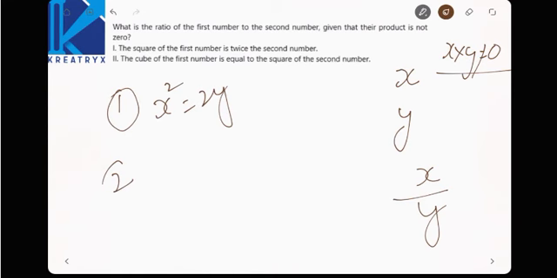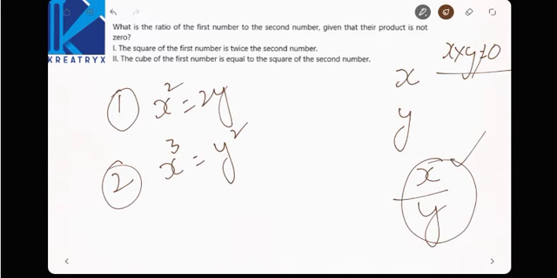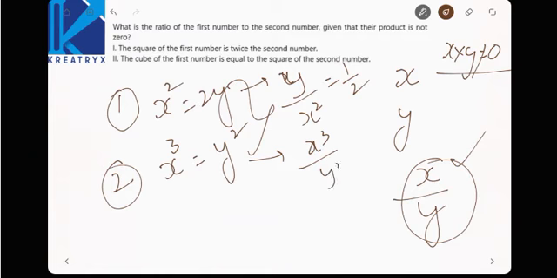From the second one, can you get the answer? The second one is: the cube of the first number is equal to the square of the second number. No, you cannot get the value of x by y. Combine these two equations. Let us see whether we can get it or not. Yes, we can get it, right? See here, this can be written as x square by y is equal to 2, and this can be written as x cube by y square is equal to 1.